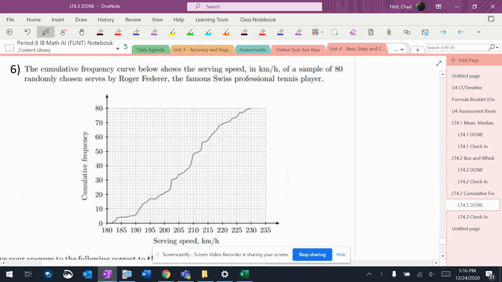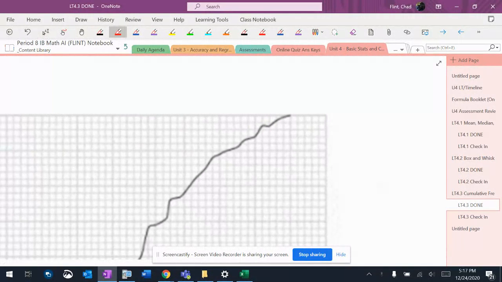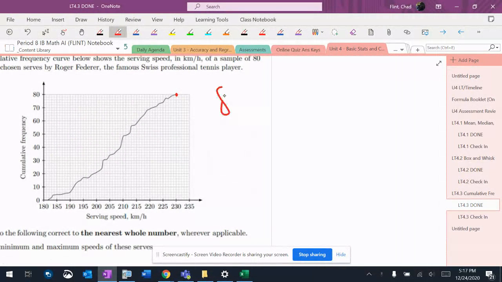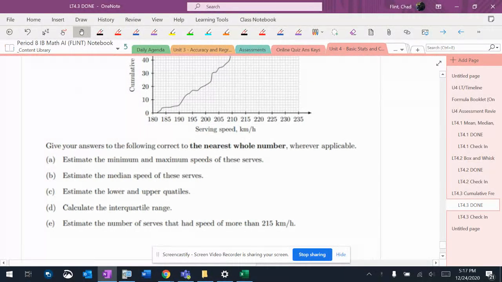So we've got some cumulative frequencies for 80 serves by Roger Federer to say how fast they went. So we're looking at how many serves went at a certain speed, and we're counting off as we go. If I look at this, it tells me there's 80, but again, I can look at the graph. The top point is right here, which is the top of this graph, which is 80. So I'm going to write down a note over here that there's 80 total.